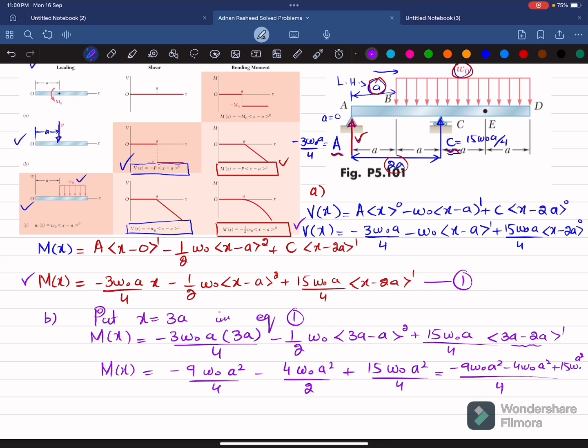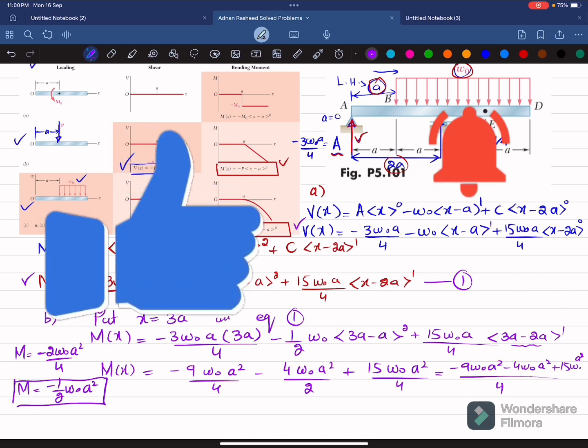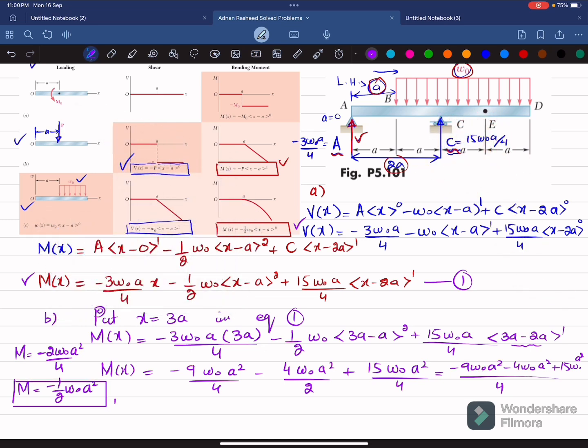So what we will get is moment will be equal to 9 minus 3 is minus 13 plus 15. So it will give you minus 2 w naught a square over 4. So it means that moment will be equal to minus 1 over 2 w naught into a square. This is the value of moment at point E.